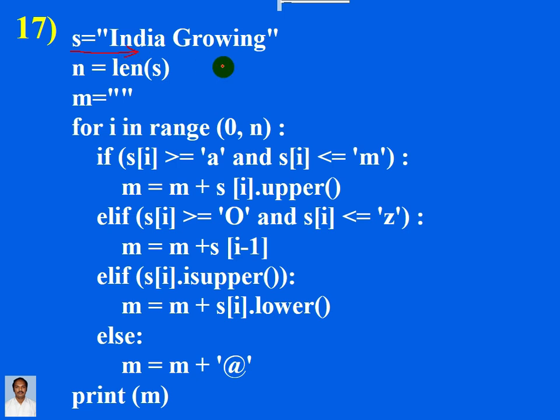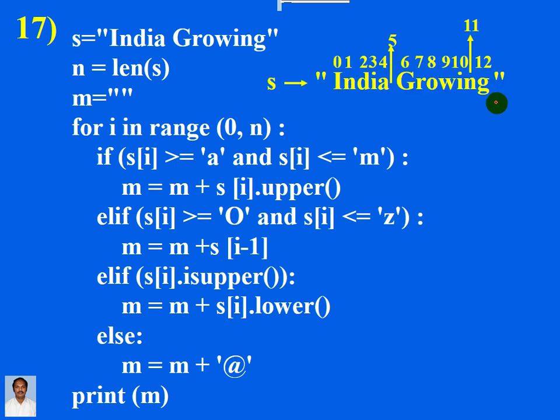S is pointing to this string. Here you can write down the positive indices. Now length of S, how many characters are there in S? 13 characters. So that is assigned to N. N contains 13. M is equal to empty string. So you can note down M is pointing to empty string.